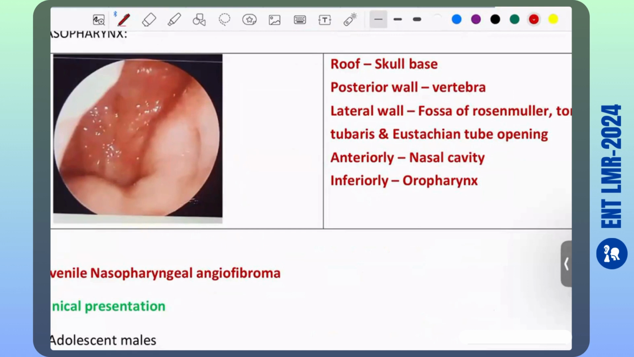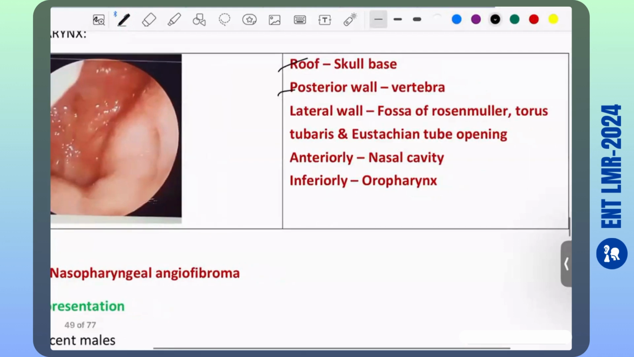What are the boundaries of the nasopharynx? First, the roof of the nasopharynx corresponds to the skull base. Then, the posterior wall corresponds to the vertebra. The lateral wall corresponds to three structures: fossa of Rosenmuller, torus tubaris, and eustachian tube opening. So these three are the lateral wall structures related to the nasopharynx.